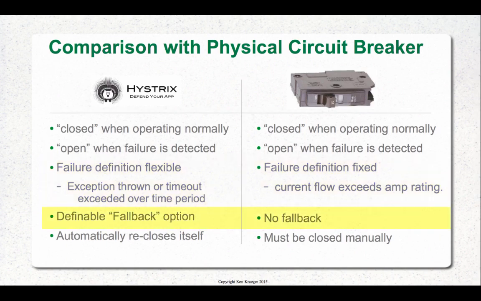Now, when physical circuit breakers are open, the circuit is completely disabled and that's it. With Hystrix, we have the option of determining a fallback behavior. For example, let's say in our shopping application, we have a recommender service, and at some point it becomes unavailable. We could simply choose to display something else on that portion of the screen in the interim.